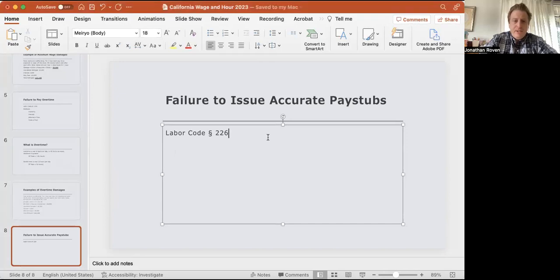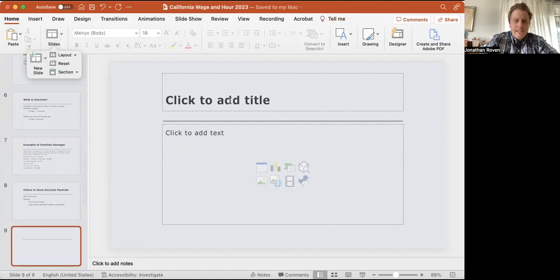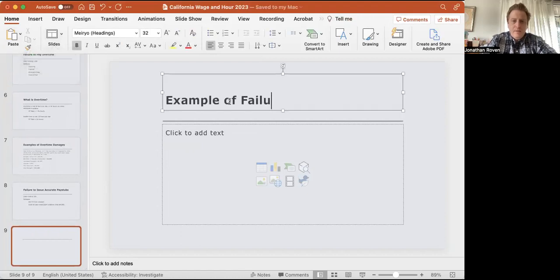This is how you calculate the damages. It is $50 for the first violation, and then $100 for each subsequent violation, max $4,000. So let's go through an example.